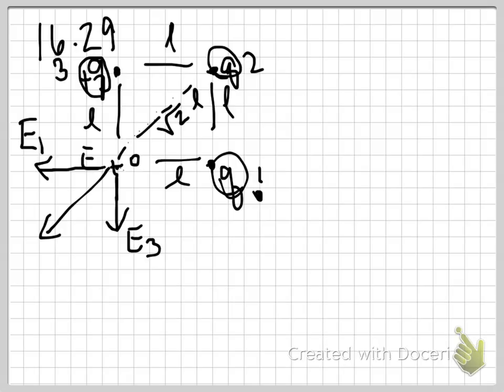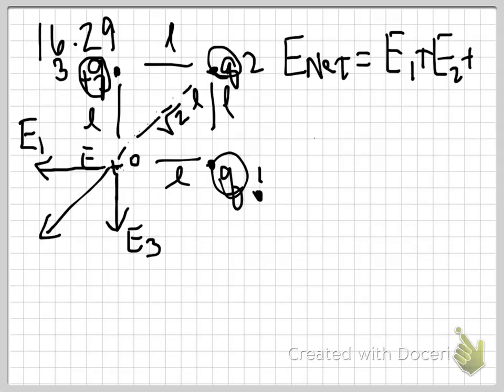Now, how to get the net field? E net. What you have to do is sum all the individual fields. So it's going to be E1 plus E2 plus E3. But these are vectors that we're summing, so we can't just say 1 plus 2 plus 3 equals 6. Whatever the magnitudes are, we have to do the vector addition.